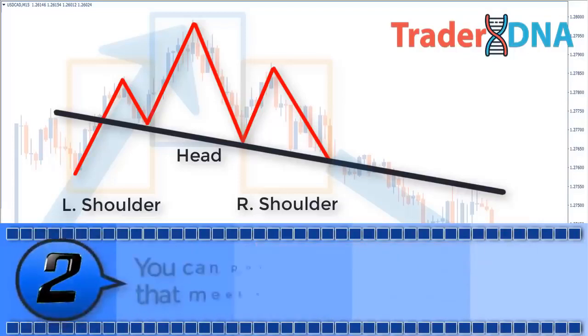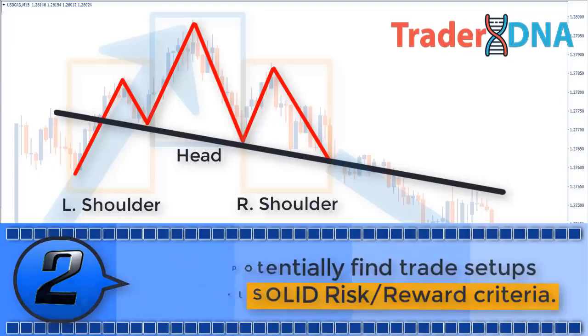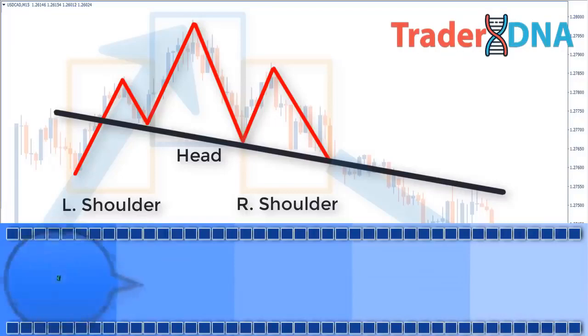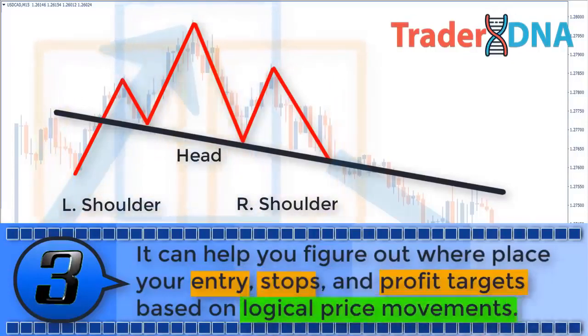Second, the head and shoulders pattern is found when there's a change in trend direction. If you know what you're doing, you can potentially find trade setups that meet solid risk-reward criteria. The third reason for trading this pattern may be the best. It can help you figure out where to place your entry, stops, and profit targets based on logical price movements.